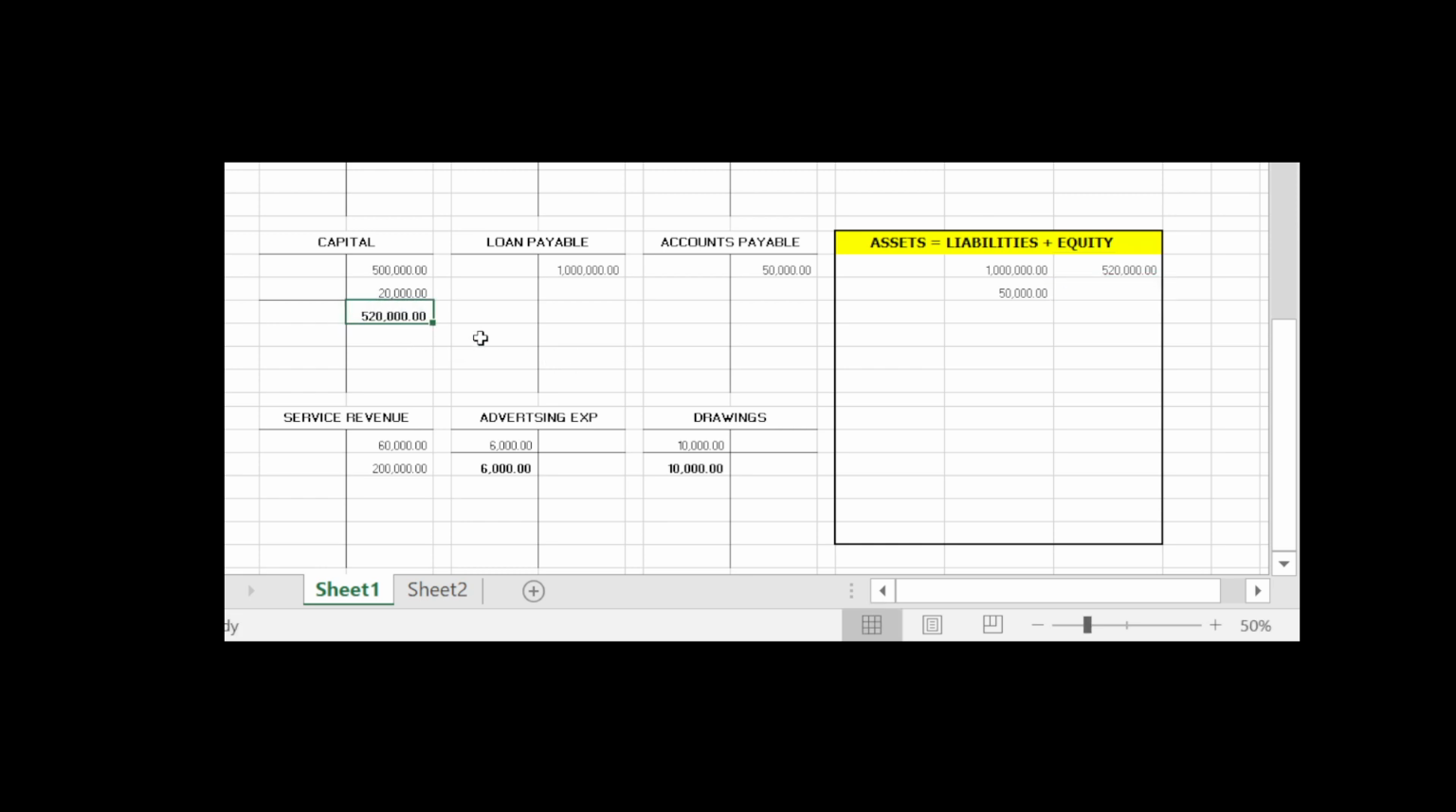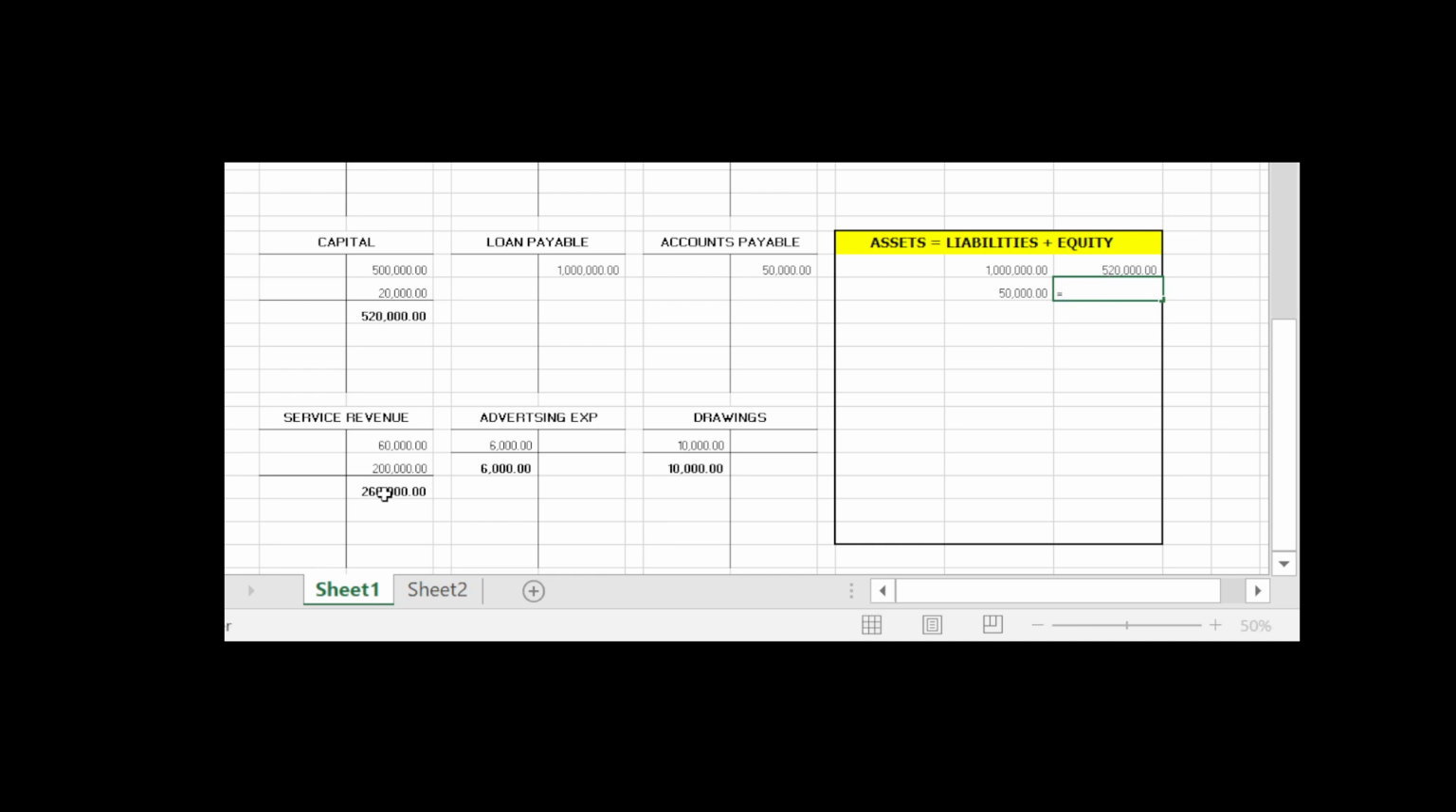And then, since meron tayong service revenue tsaka advertising expense, syempre, dapat i-reflect din natin yan. Okay? Kasi, yung tanong sa atin is magkano yung liabilities and equity. So, dapat na-reflect na yung changes dun sa equity natin. So, ito yung ating revenue of 260. Again, hindi natin na-total. Total muna natin. That is 260,000.